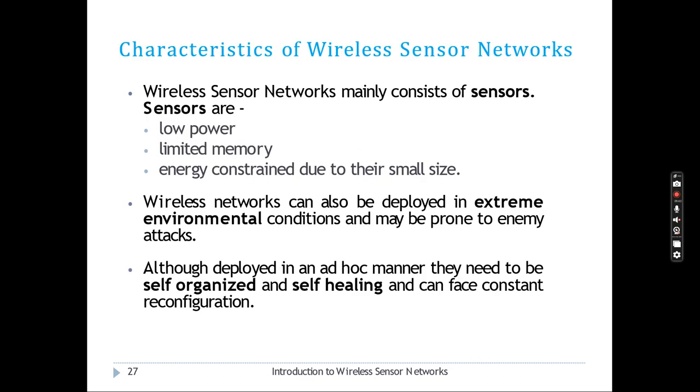So, characteristics of wireless sensor networks. What characteristics does it consist of? Wireless sensor networks mainly consist of sensors. Sensors can easily be replaced by the terminology sensor node. That is the correct word.